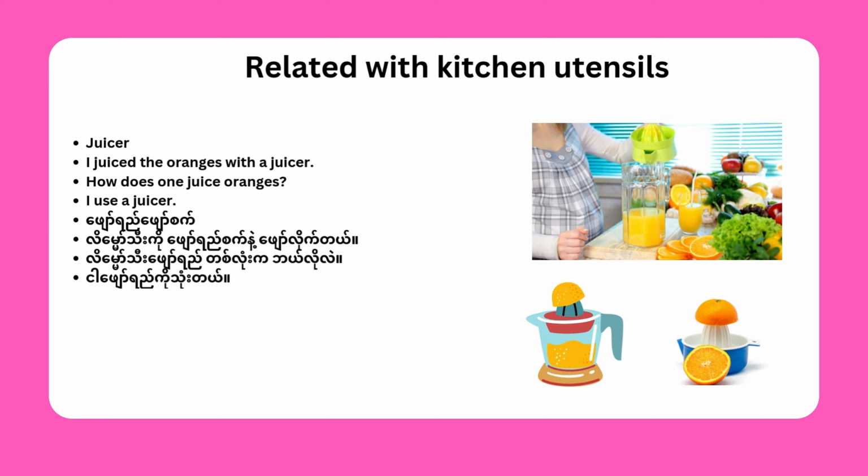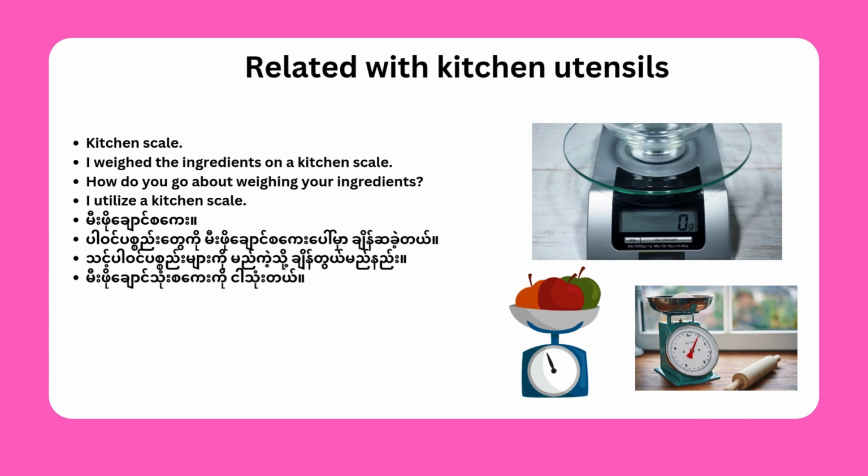I juiced the oranges with a juicer. How does one juice oranges? I use a juicer. Kitchen scale. I weighed the ingredients on a kitchen scale. How do you go about weighing your ingredients? I utilize a kitchen scale.